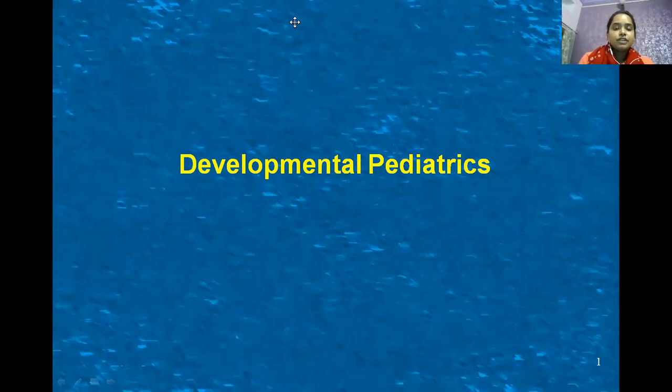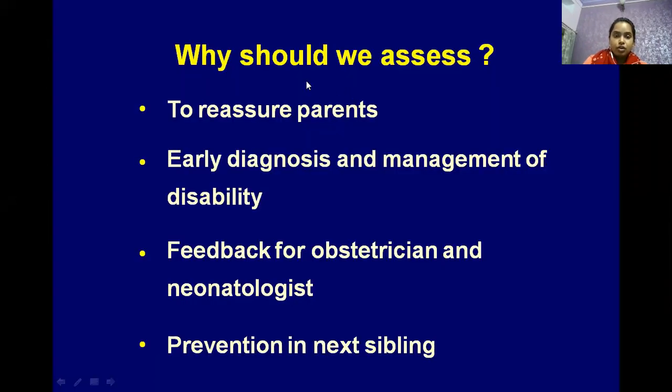Students, today we will discuss developmental pediatrics and milestones of the children. So let's start. Why should we assess developmental parameters of the children? It is to reassure parents, for early diagnosis and management of disability, for feedback to the obstetrician and neonatologist, and for prevention in the next sibling.